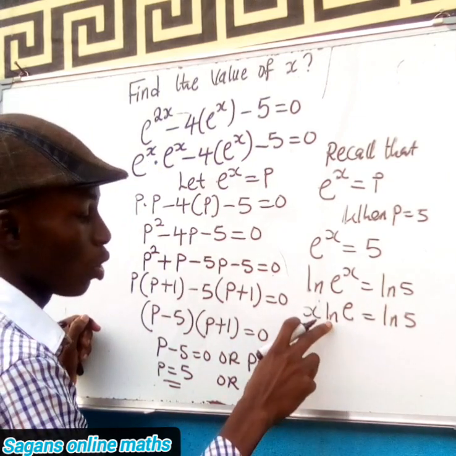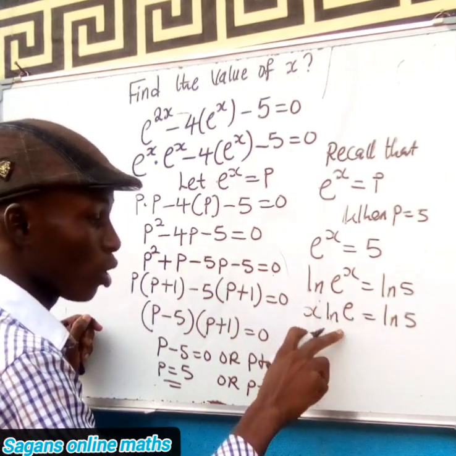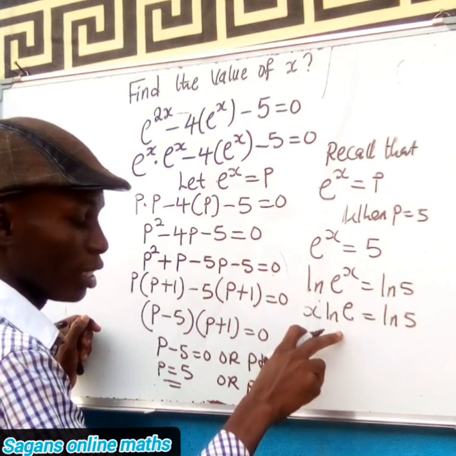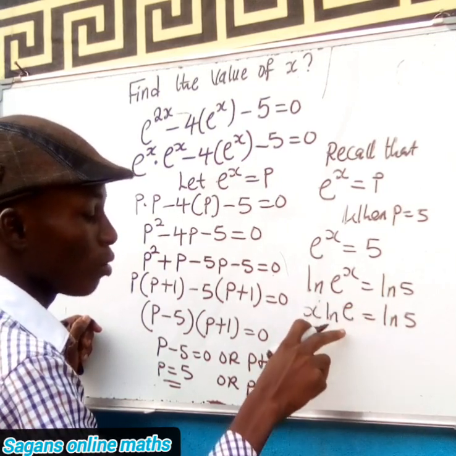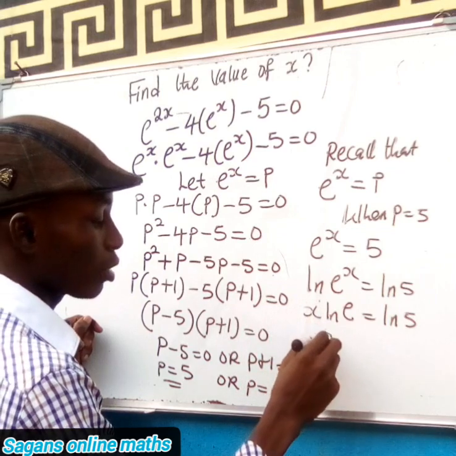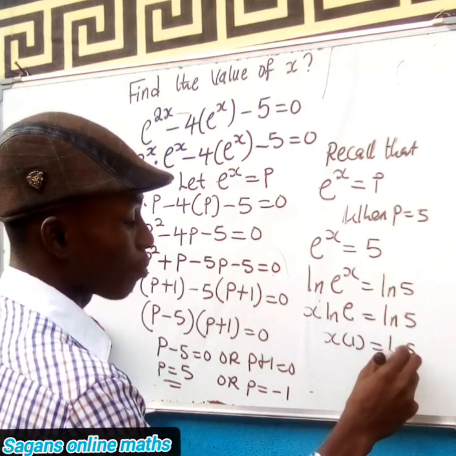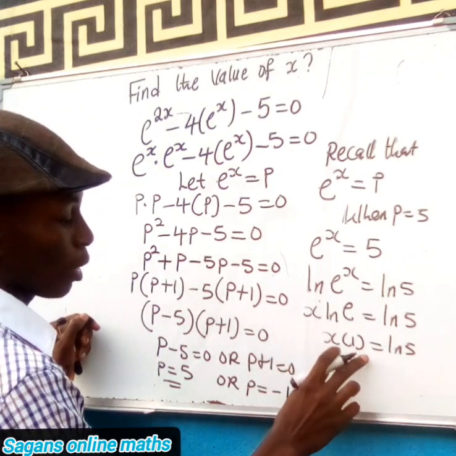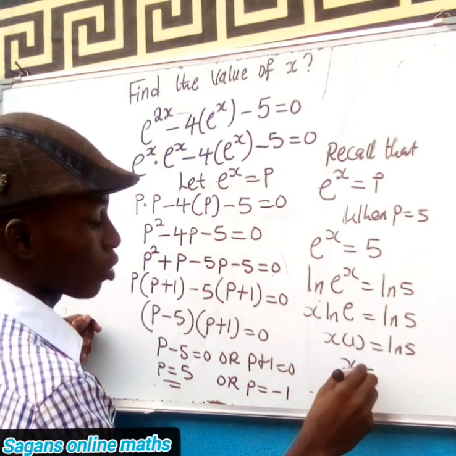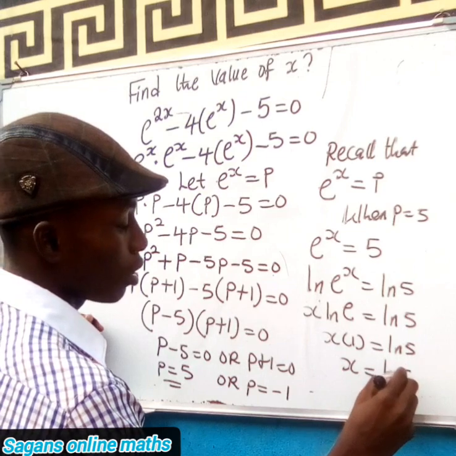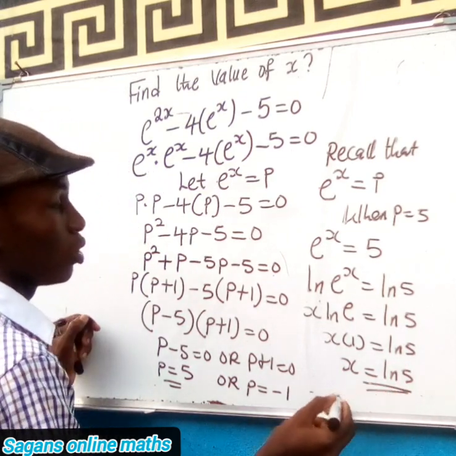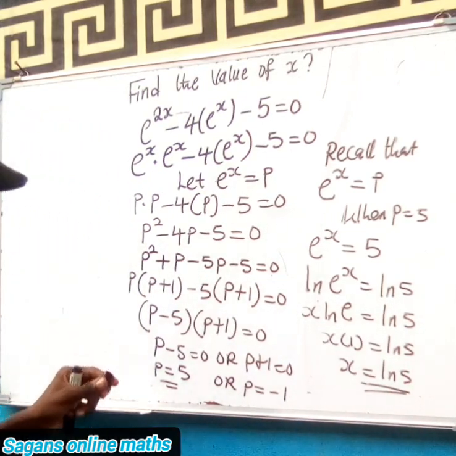Now we know that this ln is in base e. So log of e to the base e gives you 1. This is x times 1 is equal to ln 5. So x multiplied by 1, that means x is equal to ln 5. And this is just a clear solution to this particular problem.